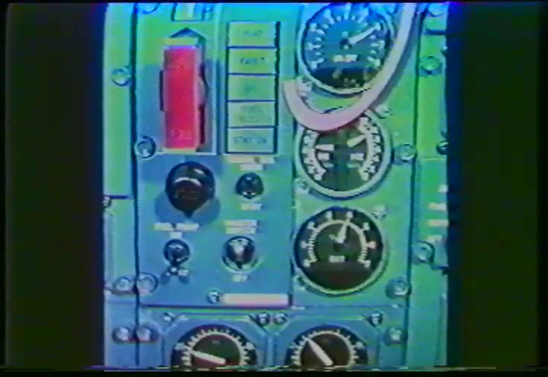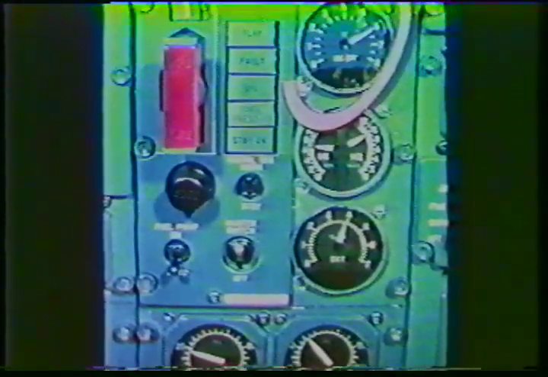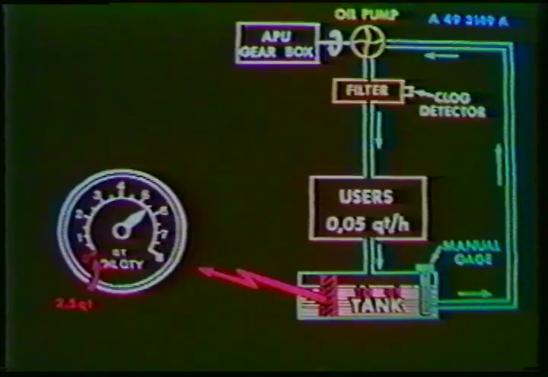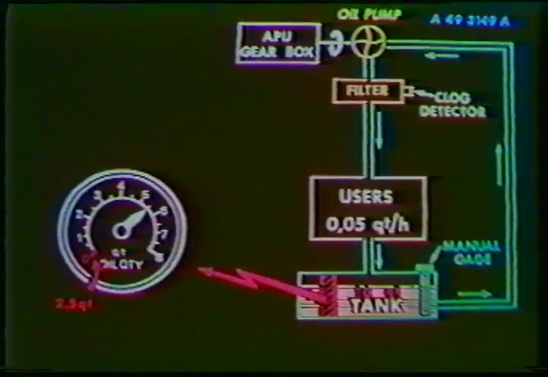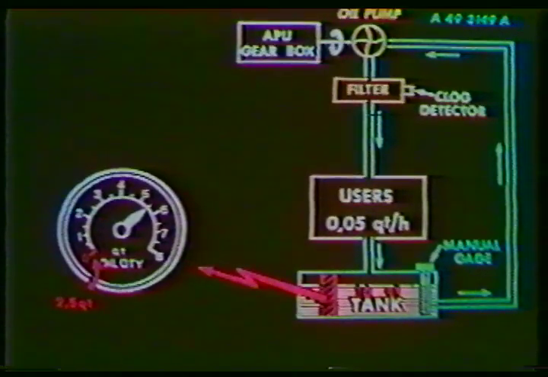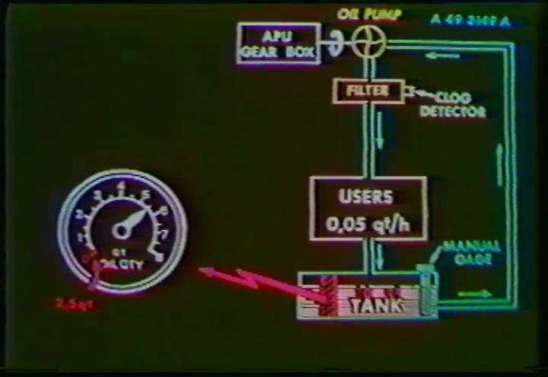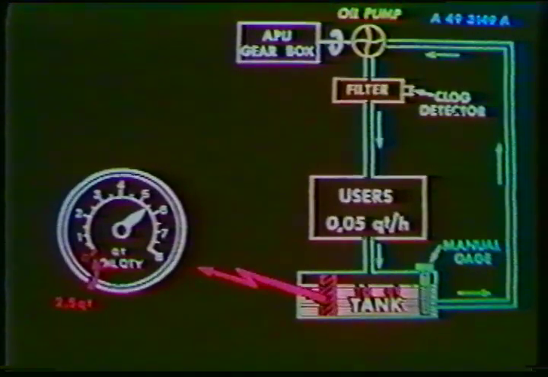Now, let's say a word about the oil system. The oil quantity indicator is graduated in quarts. The minimum quantity before start must be above 5 quarts. During starting, quantity drops by approximately 3.5 quarts. At idle, N1 at 63%, the oil quantity should be above 1.5 quarts. Normal oil consumption is approximately half a quart per hour. The capacity of the tank is 10 quarts.